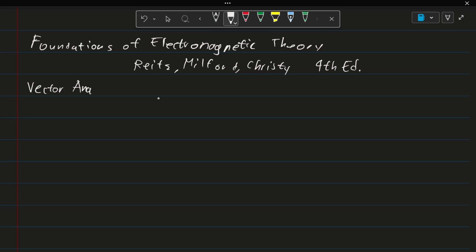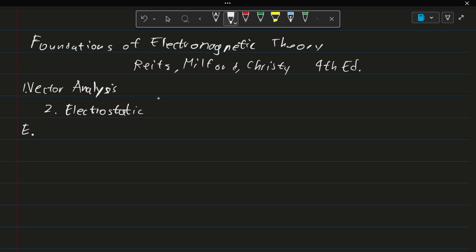So vector analysis is the basis of the electromagnetic theory or classical electromagnetics, and this will be the mathematics that you would need to follow this course. After that, we'll be talking about the electric field. So for the electric field, we'll be talking about electrostatics. So we'll be discussing about electric fields when the source is static, or pretty much it is non-moving.